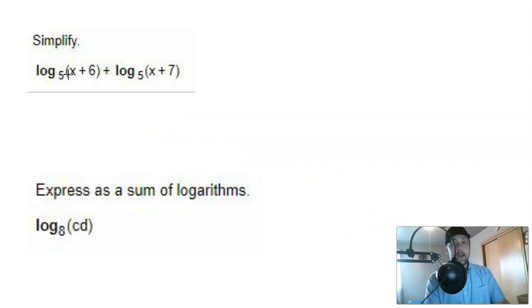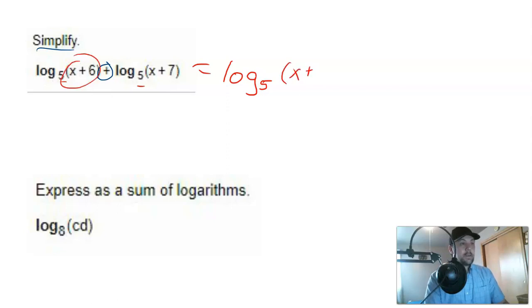Here we have log base 5 of x plus 6 plus log base 5 of x plus 7. The directions are not very explicit here. They just say simplify, but what they want us to do is to rewrite this as a single logarithm. And so we will do that. We're going to add these two logarithms together into a single logarithm. So I'll go ahead and write log. The base stays the same. It'll be log base 5. And then we will put the x plus 6 and the x plus 7 inside of this single logarithm.